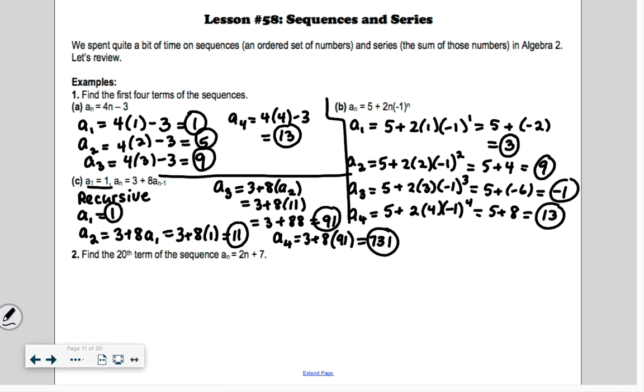All right, so if we have something that says find the 20th term, we're fingers crossed that this is not a recursive sequence, that this is an explicit one. Is this one an explicit sequence? Yeah, so if I want to find the 20th term, we're very lucky. All we do is we plug in 20. So 2 times 20 plus 7 ends up being 47.